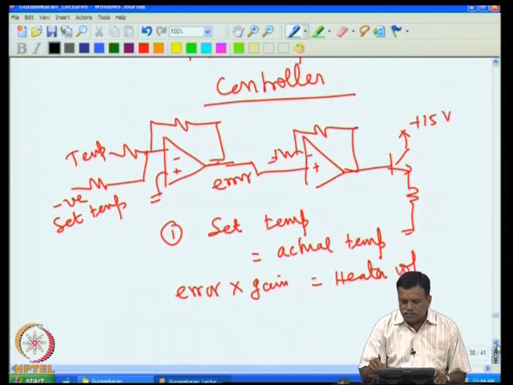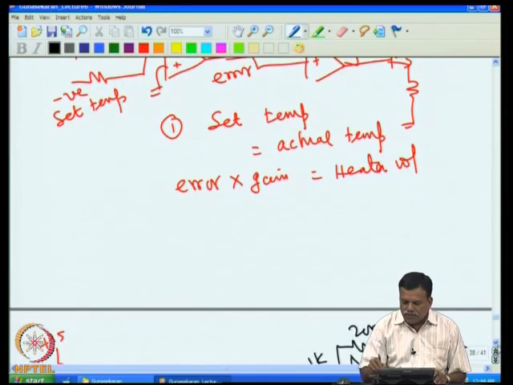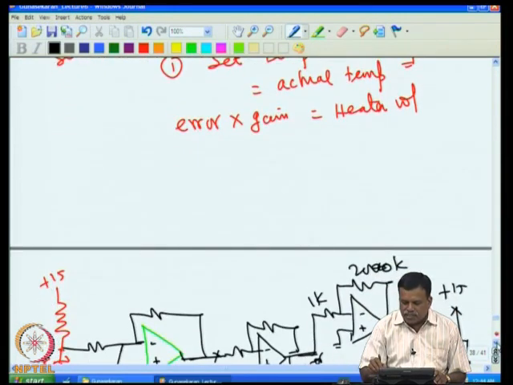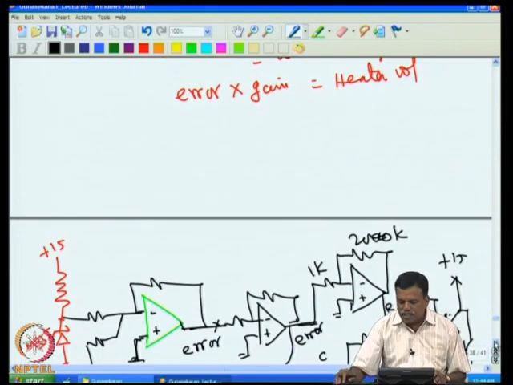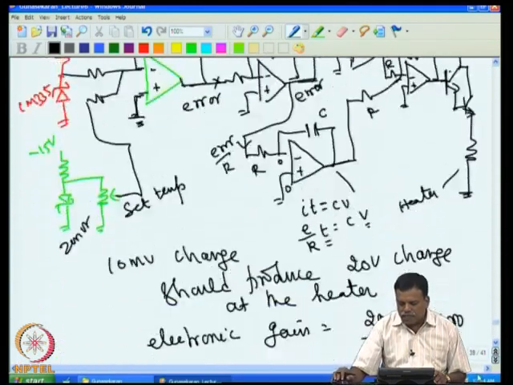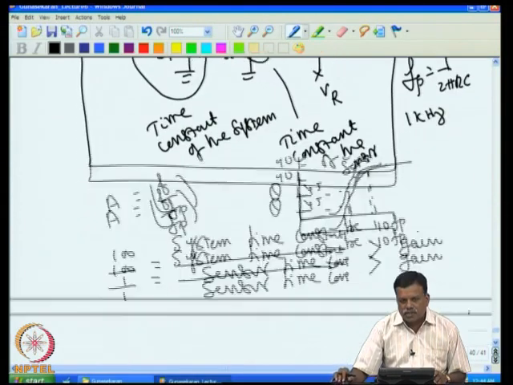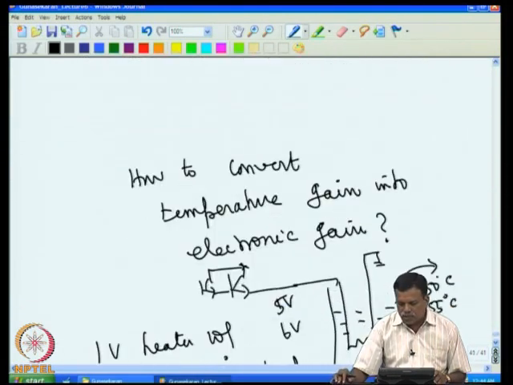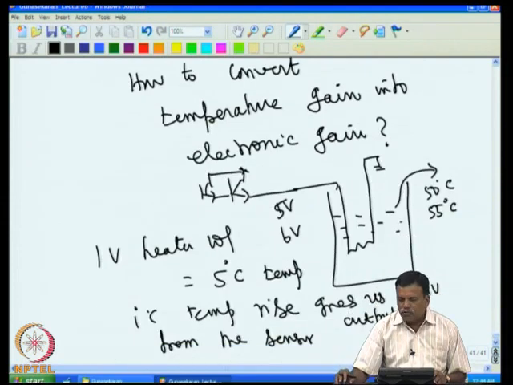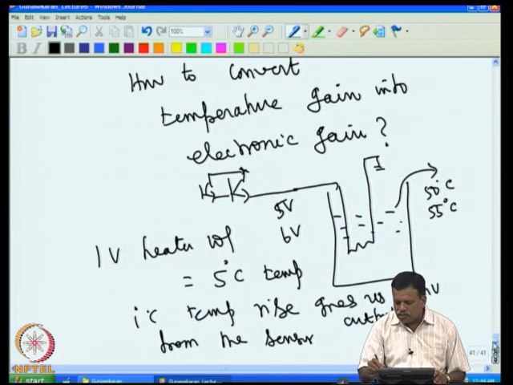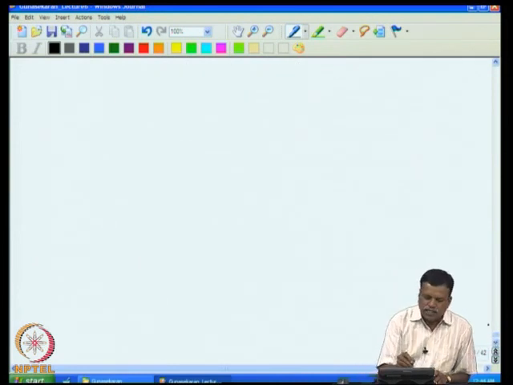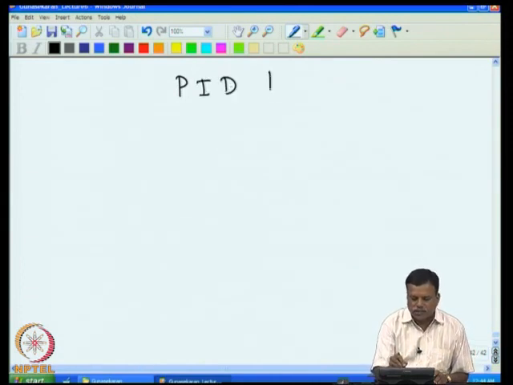Now we see how we can add a differentiator, and what is the necessity to add a differentiator to make it a PID temperature controller, because the PID temperature controller is the workhorse in the industry. So it is essential we try to understand how to make a PID temperature controller. So we now see how to make a proportional integral differential, the so-called PID temperature controller.